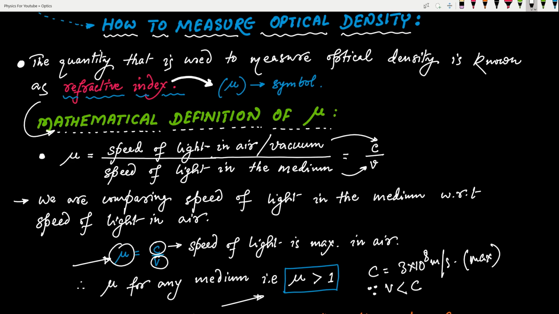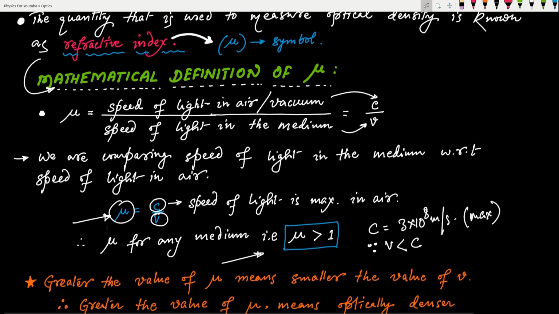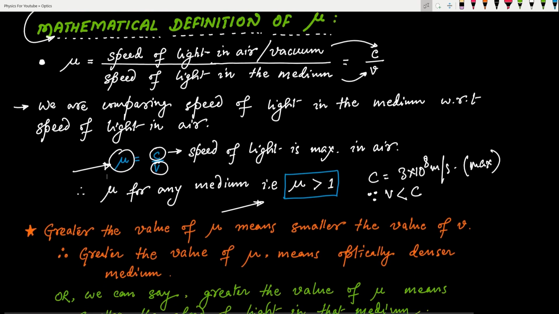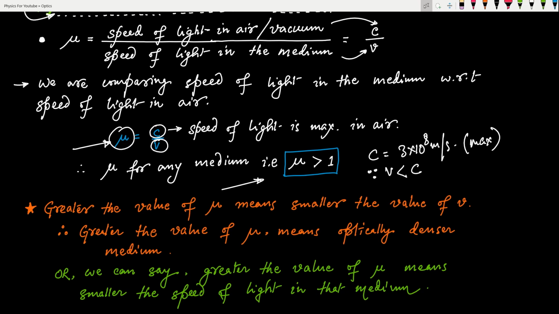The simple reason is that the velocity of light in any other medium, leaving out air or vacuum, is always less than the speed of light in air or vacuum. I hope this much is clear. Once we have understood that the value of mu is always greater than 1, the next thing you need to understand is that greater the value of mu means smaller the value of v.